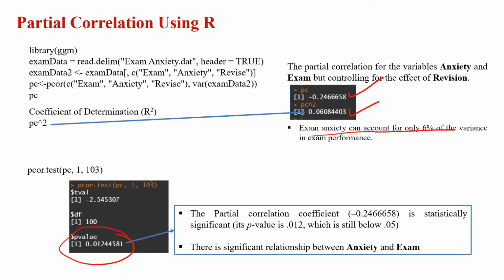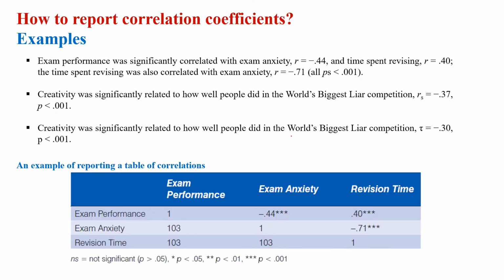So I hope it's clear how we can perform the Pearson, as well as the non-parametric Spearman's, Kendall's, bootstrapping, biserial, point-biserial, and partial correlation coefficient. That is how we can do that in R. Now let me discuss how we can report them in our research.